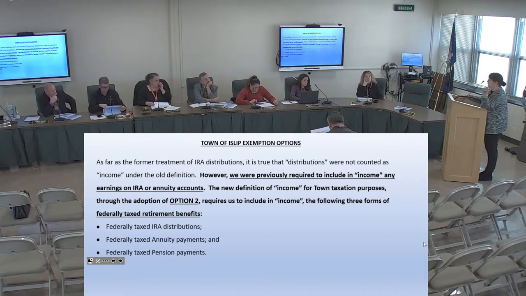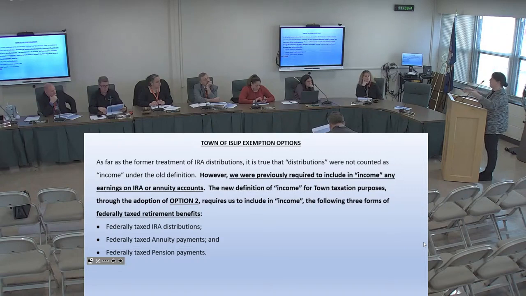So you're treating your neighbor that has the annuity distribution the same as you're treating your neighbor with the IRA distribution, and the same as you would treat somebody with a pension, all federally taxed, all income under FAGI, all the same.